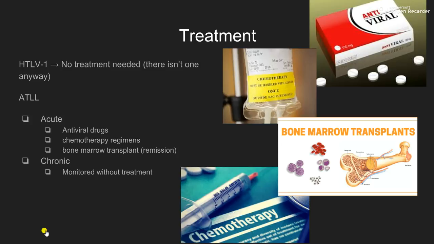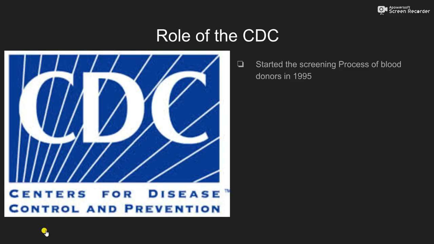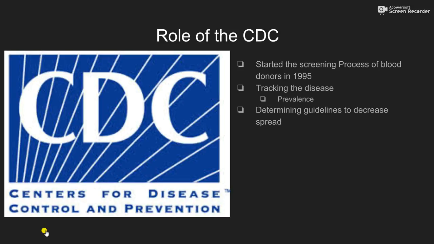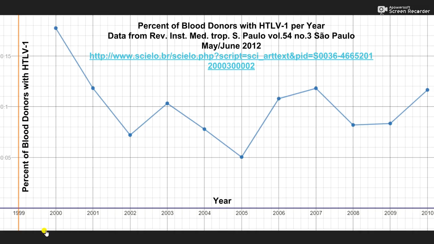In 1995, the CDC started the screening process of blood donors in order to help track the disease and decrease its prevalence, as well as determine some guidelines to decrease the spread of HTLV-1 and therefore decrease the spread of ATLL. This has partially worked, as we can see in a 10-year span from the year 2000 to 2010. We can see a general decrease in the estimated population of those with HTLV-1 per year.